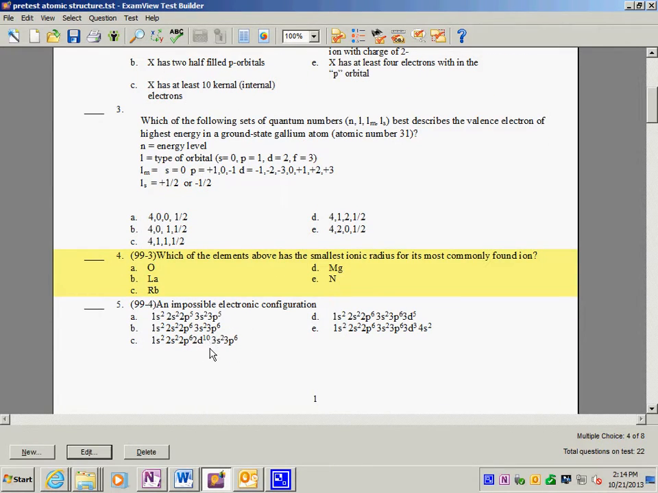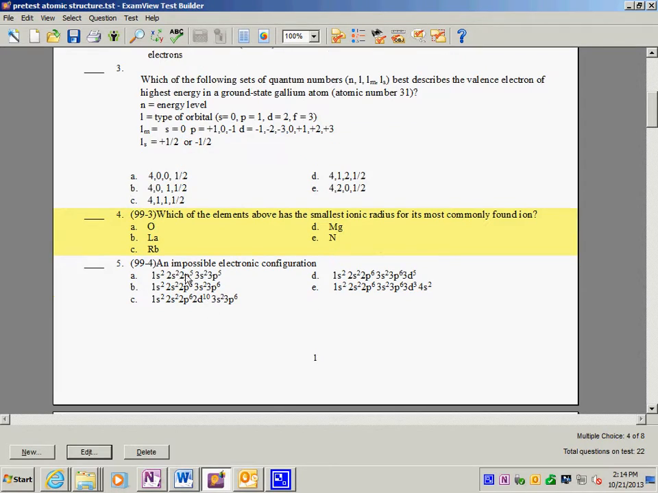Which one's impossible? This 2d is impossible. Some kids are getting confused by this 2p5. This is possible. It's just pushed up into a higher energy level. The 2d is not possible. This would be in more of an excited state.